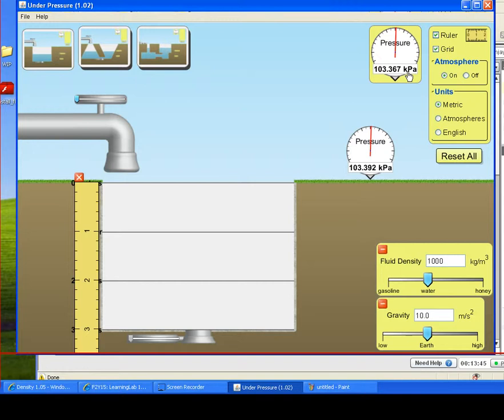All right. So now let's drag this inside the tank. Let's start at the zero level, and we know that at the zero level pressure is about 103.392. Now look what happens. As I start lowering the gauge into the tank, what happens? Observe what's happening to the reading.